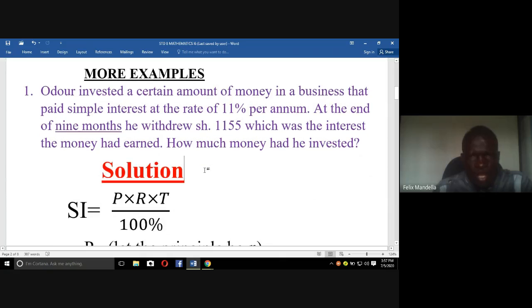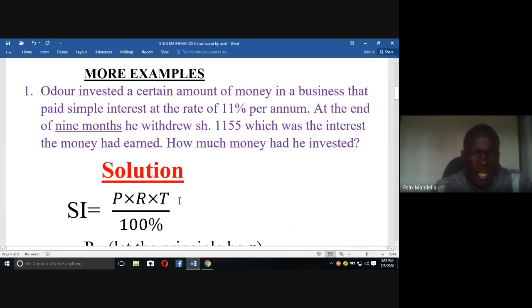Now, in this case, what do they want us to calculate? Look at this question. Can you listen to the examiner? We have just been told Oduor invested some money in a business. We are not told how much the money was. And remember, the money that is invested, deposited, or borrowed is called principal. So in this case, we don't have the principal, and that is what they want us to calculate.